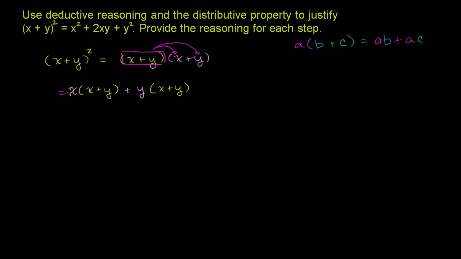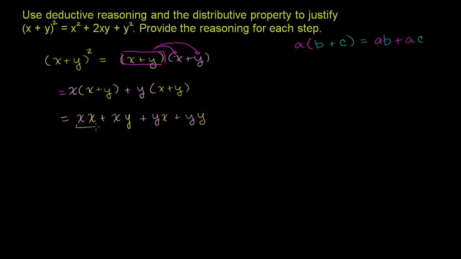So then we get x times x, plus x times y, plus y times x, plus y times y. I'm going through great pains to keep the colors consistent. And I'm doing this a lot slower, and I'm not skipping any steps here. Now, what do each of these things equal?